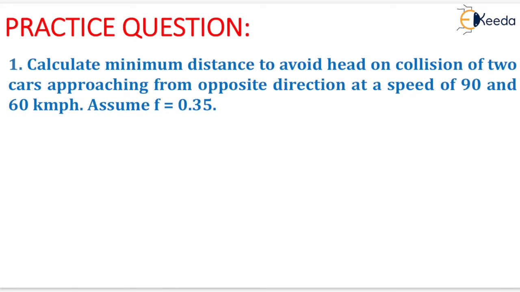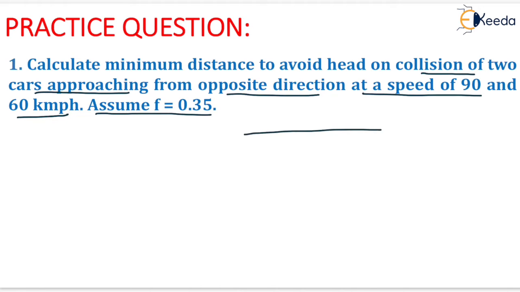The question is given as: calculate the minimum distance to avoid head-on collisions of two cars approaching from opposite directions at speeds of 90 km per hour and 60 km per hour. Assume the coefficient of friction equals 0.35.